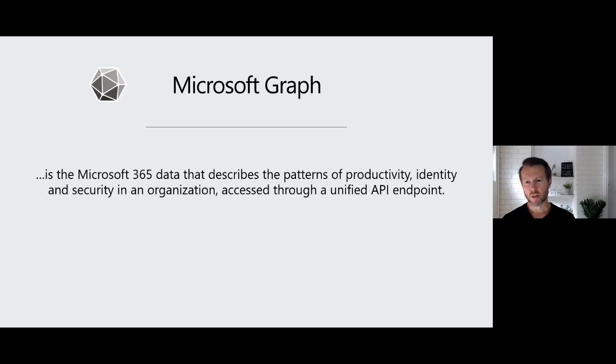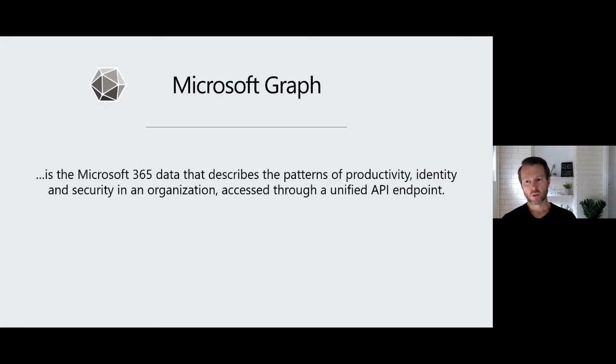And the last piece of that statement, access through a unified API endpoint. Now, this is where we switch over. The Microsoft Graph is all of the data being held up in the Microsoft Cloud. And the Microsoft Graph API is our way of actually being able to get access to that data from the outside and query it and make changes.